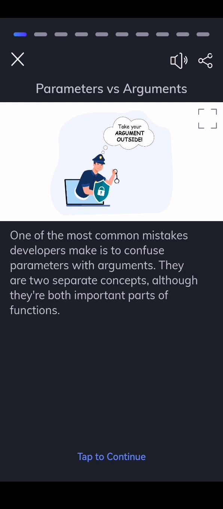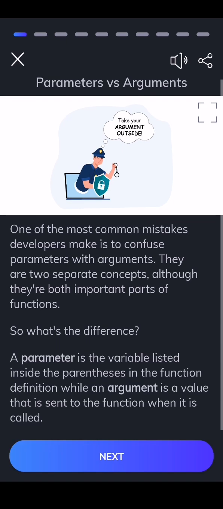One of the most common mistakes developers make is to confuse parameters with arguments. They are two separate concepts, although they are both important parts of functions. So what's the difference? A parameter is the variable listed inside the parentheses in the function definition, while an argument is a value that is sent to the function when it is called.